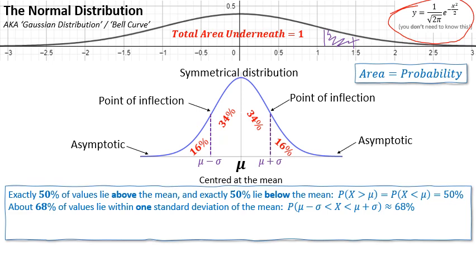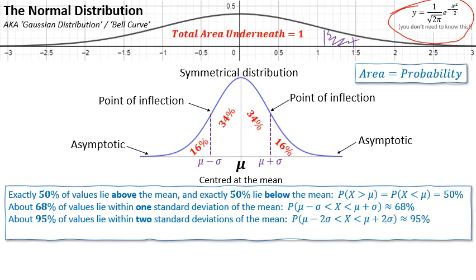Roughly speaking, 68% of values lie within one standard deviation of the mean. So if you know the average height of people and you know the standard deviation of people's heights, then you could confidently state that about 68% of people are within a particular range, whatever the mean is, give or take the standard deviation.